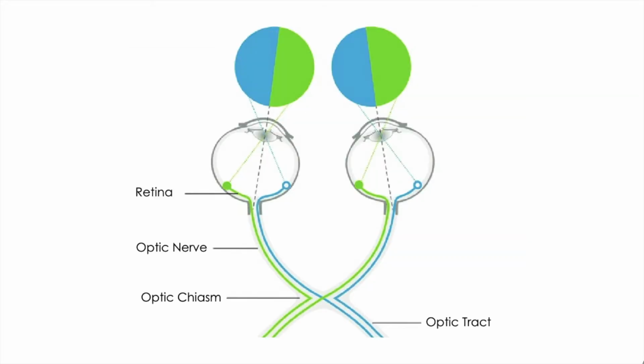Because of how light is flipped as it travels through the cornea and lens, light from the right visual field goes to the nasal retina in the right eye and the temporal retina in the left eye, and vice versa for the left visual field.